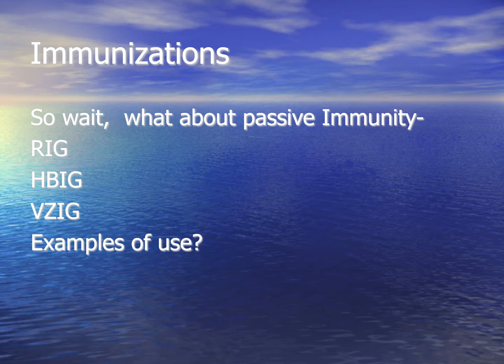at the same time. Hepatitis B has an immune globulin. Varicella zoster has an immune globulin. An example of that would be if you had a pregnant woman that was exposed to someone with chickenpox, and the pregnant woman has not shown immunity to chickenpox, you could actually give her a dose of VZIG.